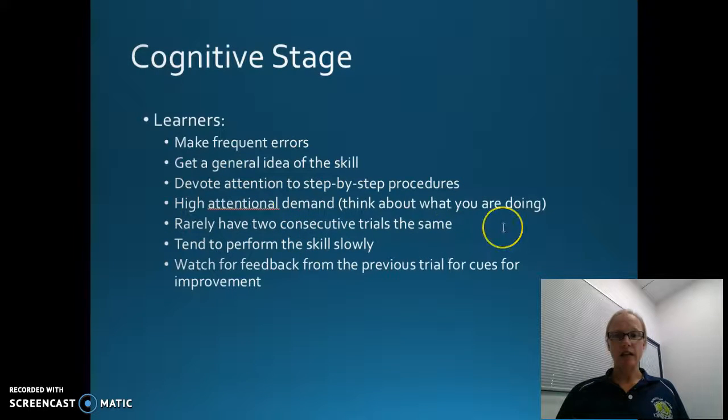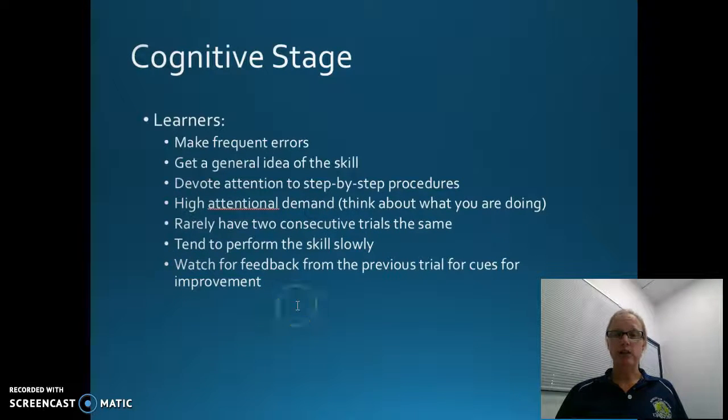You'll rarely have two consecutive trials that are the same. So if you were doing the overhand serve, one time you might perform the serve and it might go straight and fly over the net, and the next time it might fly directly into the net or bounce on your side of the court or go way left of field. So two trials will rarely be the same in the cognitive stage. You'll tend to perform the skill slowly. Now that has huge implications in volleyball, but we'll talk about that in class.